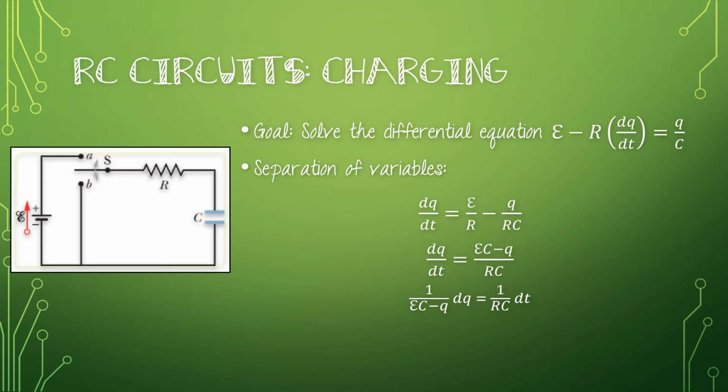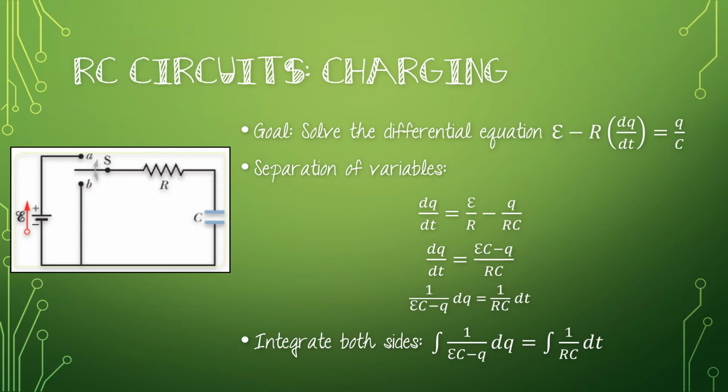And then separation of variables means we get dq on one side and dt on the other. Because my numerator, that EC minus Q, has a Q in it, I want that to be on the same side of the equation as the dq. And then that RC, you could leave there, but I find it easier to put that with the dt. So now I've successfully separated my variables, which means it's time for the calculus. We have to take the integral of both sides.